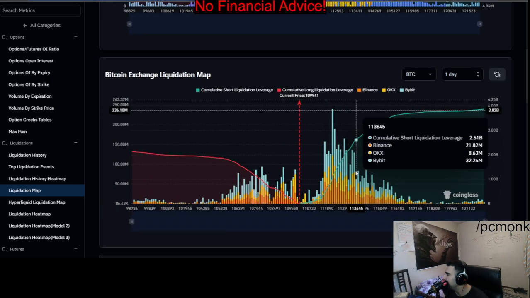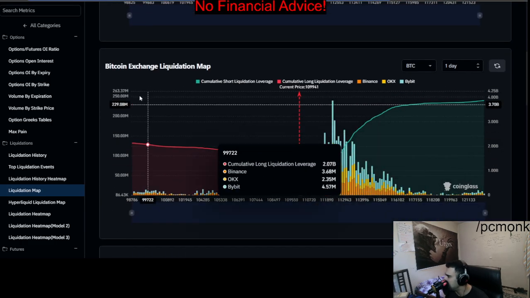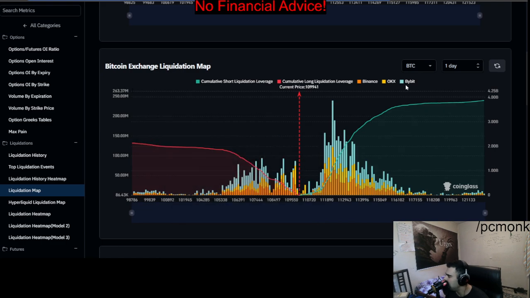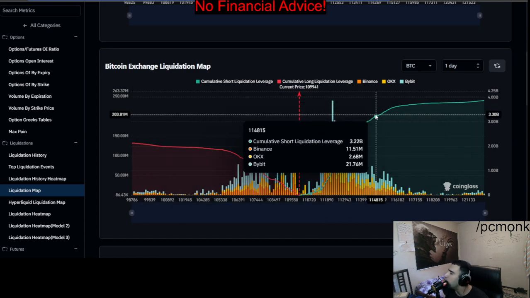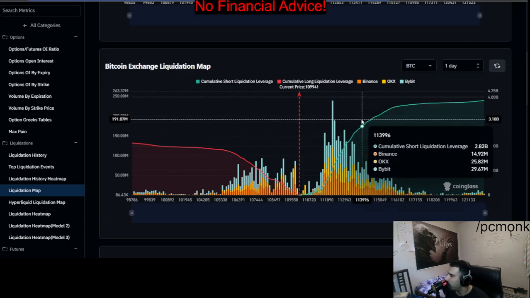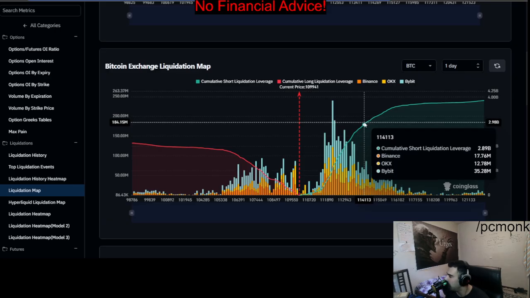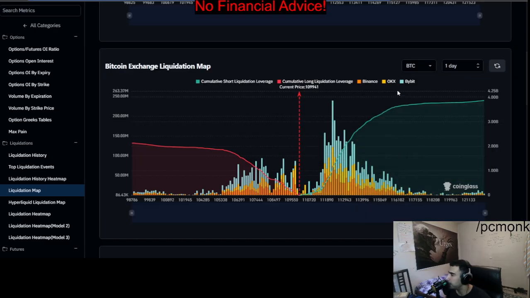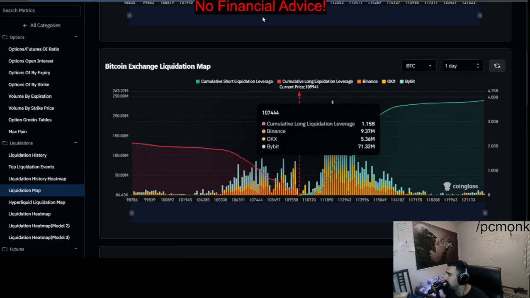Keep that in mind. Now, the good thing about this tool, which shows you the three exchanges, is that you have a good cumulative number. So for example, if we come up around 114, which is $2.89 billion worth of liquidations, right? So you have the cumulative liquidations of three big exchanges, which will help you determine what might happen. Okay, so that's another tool.